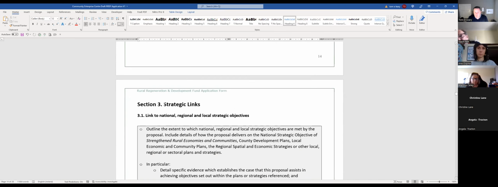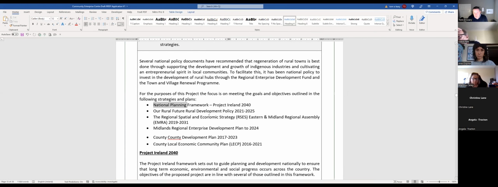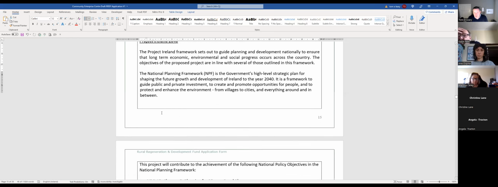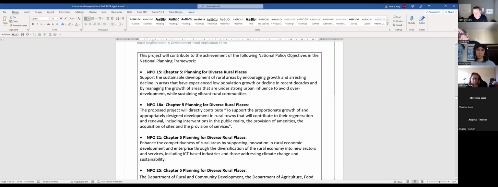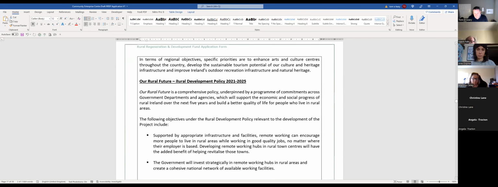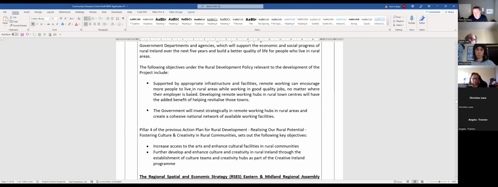The strategic links I talked about earlier on: how is it linked to national, regional, local strategy? This is asked now in most application forms. What we've done is put in here the various policy documents that this project refers to or is aligned to, and we've explained under each heading how they are. We've included the policy number that it refers to. If you go to the rural development policy, the following objectives under the rural development policy relevant to the development of the project include, and we've literally cut and pasted.